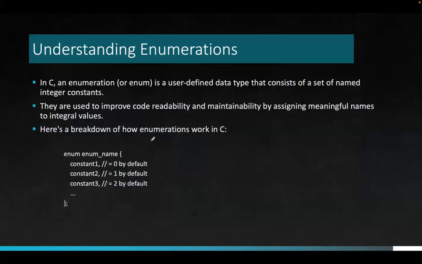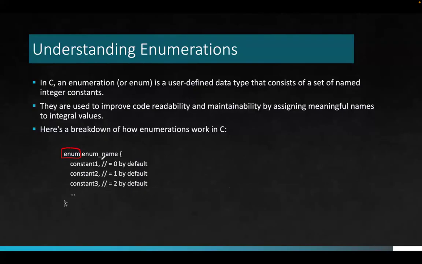Next topic is enumeration, which is enum. In C, an enum is a user-defined data type that consists of a set of named integer constants. They are used to improve code readability and maintainability by assigning meaningful names to the integer values. How can we do it? enum is a keyword used for enumeration.